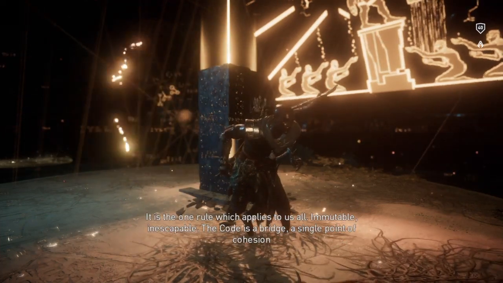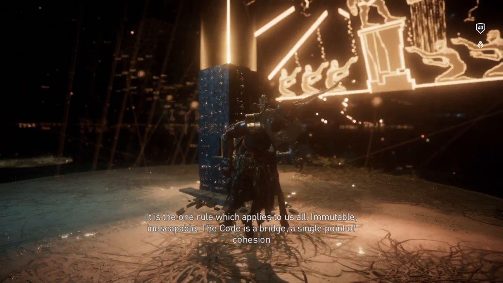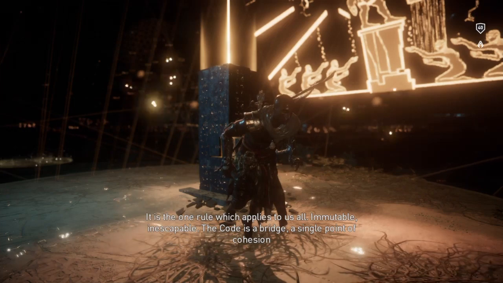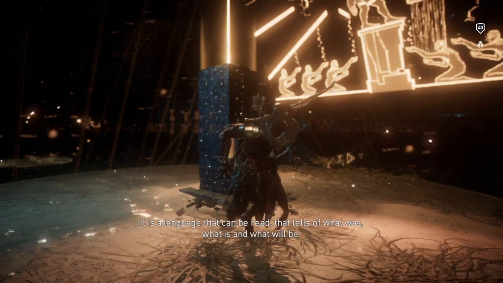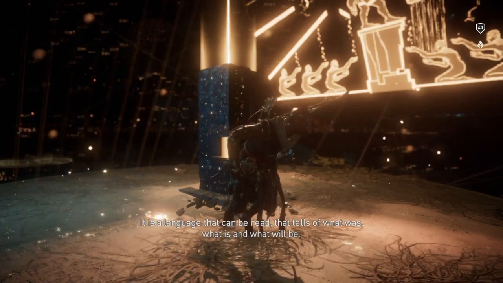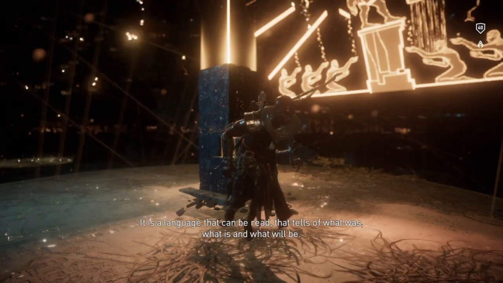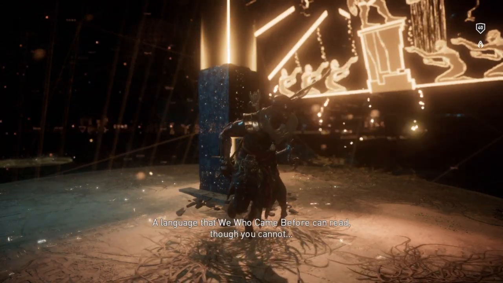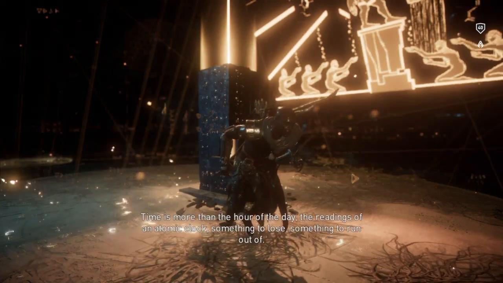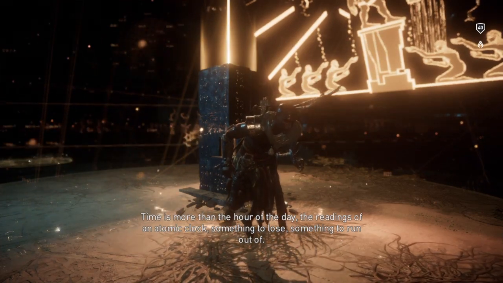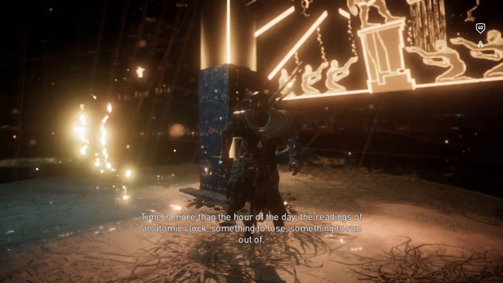It is the one rule which applies to us all, immutable, inescapable. The code is a bridge, a single point of cohesion between your civilization and mine. It is a language that can be read, that tells of what was, what is, and what will be. A language that we who came before can read, though you cannot. Time is more than the hour of the day, the readings of an atomic clock, something to lose, something to run out of.